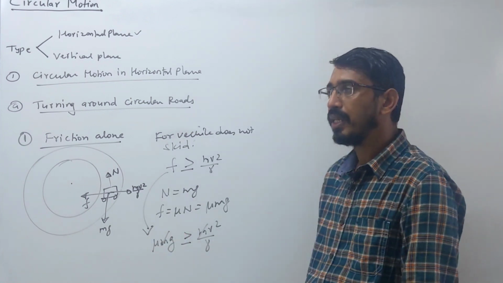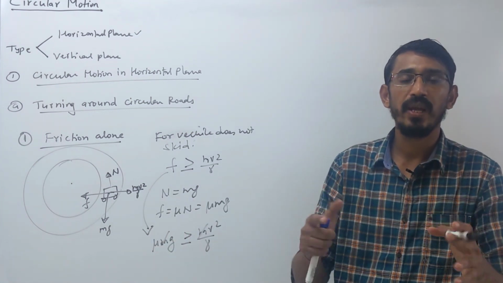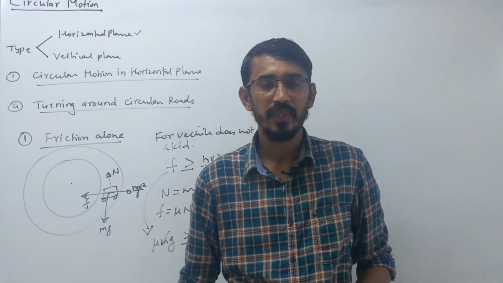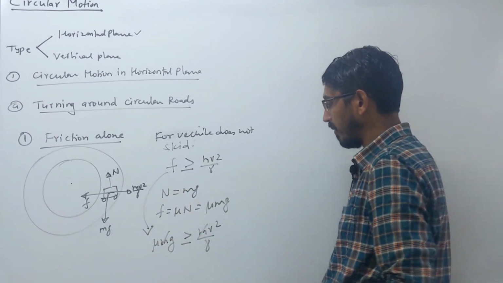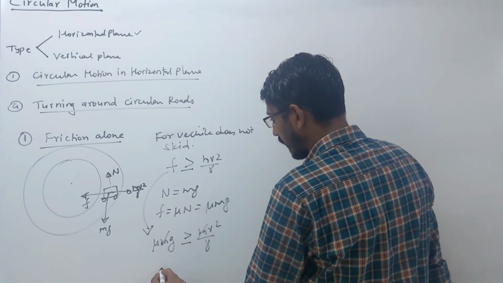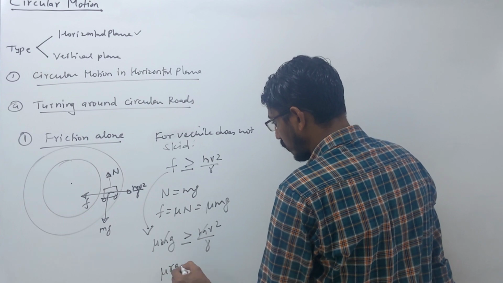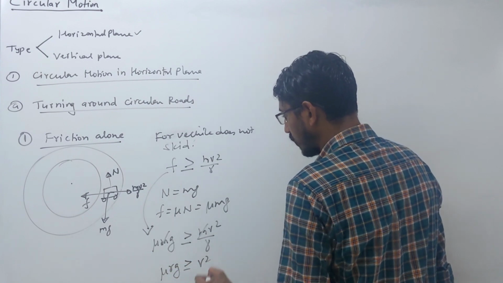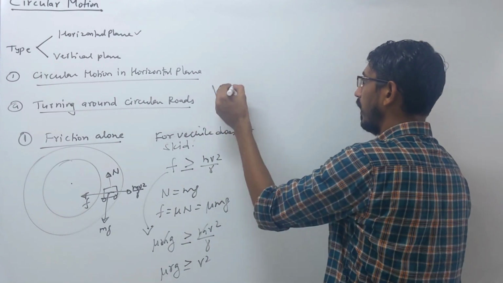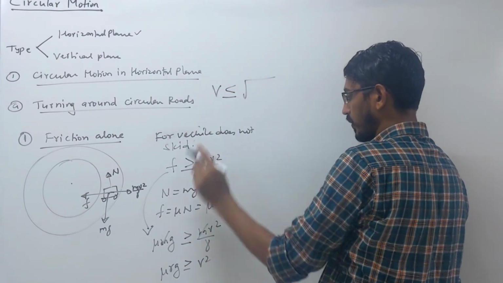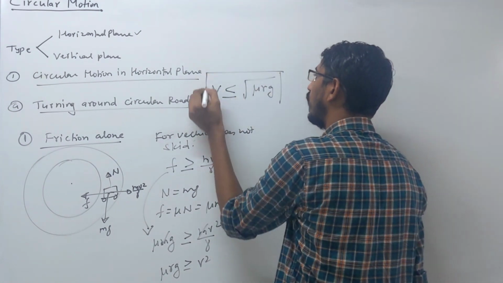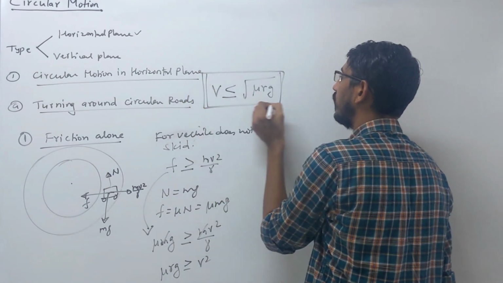So what they ask as the main question is the safe velocity. What is the maximum velocity with which we can turn around a circular road? This question was asked many times in our exam. So let's solve this. You see v square, r goes to the other side, mu rg should be greater than or equal to v square. So we get finally that our safe velocity should be less than or equal to the square root of mu rg.